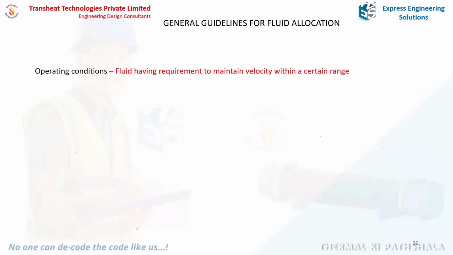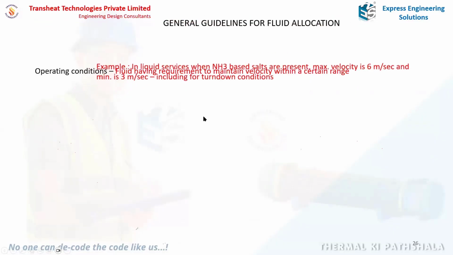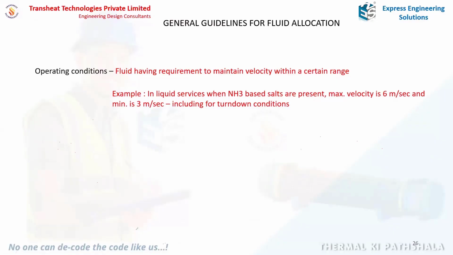Now, in some cases, we have fluids which have a requirement to maintain velocity within a certain range, a minimum and a maximum velocity. A typical example for such fluids would be liquids having ammonia salts, where the recommendation is that we should maintain a maximum velocity of 6 meters per second and a minimum velocity of 3 meters per second. This velocity criterion has to be met even in turn down conditions. This is essential to avoid deposition of salts. Unless you maintain these minimum velocities, the unit will be prone to deposition of salts, and that would affect your heat transfer as well as pressure drop values.